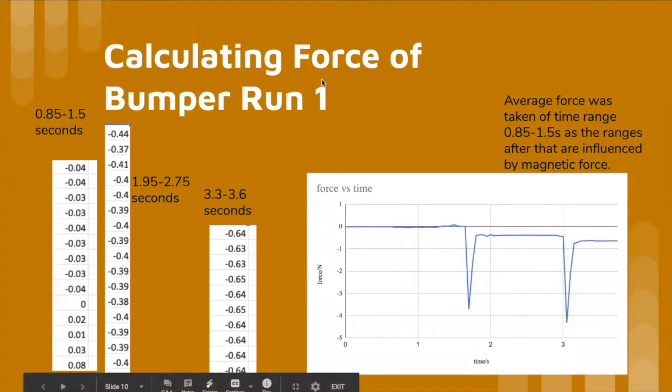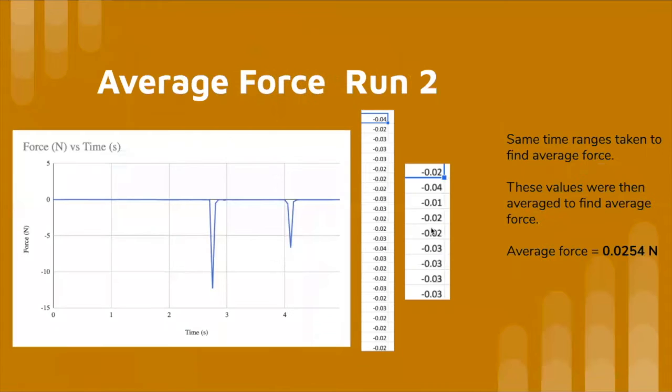Now, to calculate the mass of the bumper, we needed to calculate an average force. So we took the same time ranges by conducting a force versus time graph, and we saw that they were around the same time ranges, but we didn't take the second and third ranges because, looking at the trend, they are influenced by magnetic force and they're not consistent with each other. It's slowly decreasing and decreasing. So we only took the first range, this first flat consistent range here, 0.85 to 1.5 seconds.